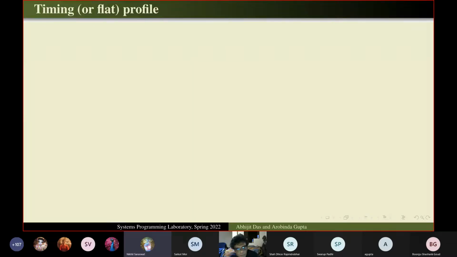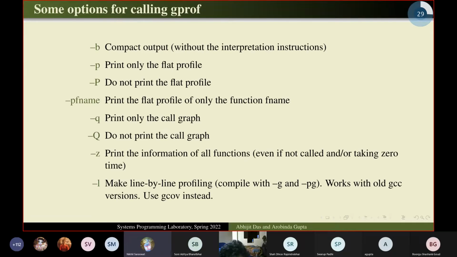Okay, so now line-by-line profiling is like time for each line to execute, how many times that line is executed, that kind of stuff. Instead of at the level of functions, it is at the level of lines. So that's a finer profiler. The resolution is line, not functions. If you are interested, you can learn how GCOV works. It's fairly straightforward, but anyway, we will not cover GCOV.